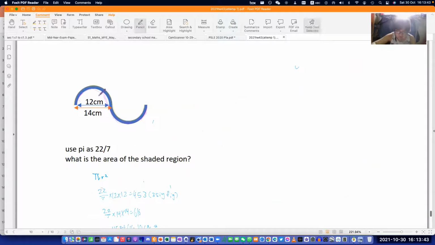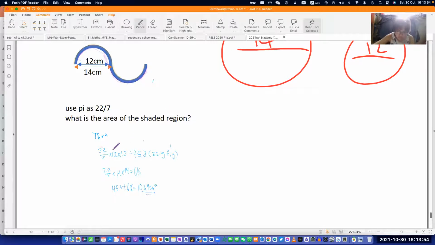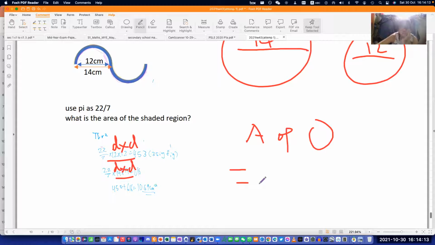So over here, the larger circle is 14 cm. The small circle is 12 cm. It's the diameter. So over here, I don't know why you go and take diameter times diameter. How come you take diameter times diameter? What's the formula for area of circle? Like area of circle. Pi. Tell me in a full sentence. Area of circle.